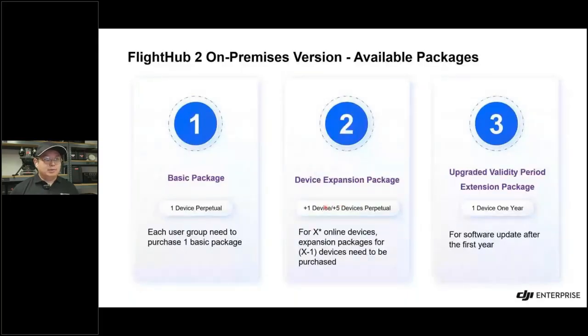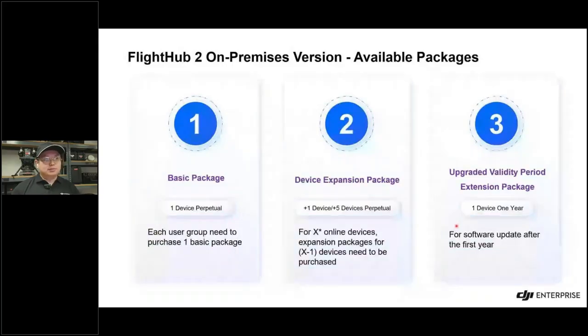So let's say you want to expand your fleet to more than 1 dock, now you have additional docks, this will be the package for you to apply. And we also have the upgrade validity period extension package. So let's say after 4 or 5 years, there's a new drone or new dock or new software functionality you'd like to use from the latest version of FlightHub 2 on premises. This will be the expansion package you need to get.